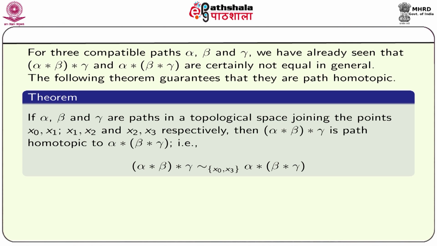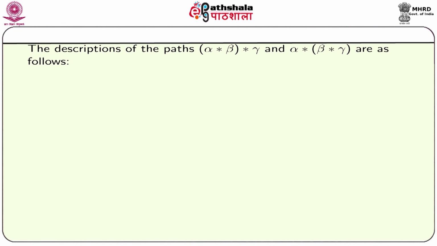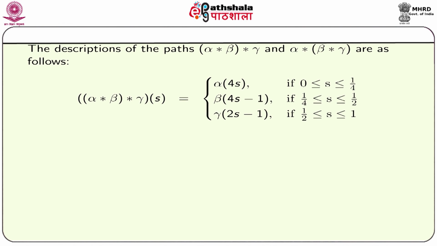Then we claim that (alpha star beta) star gamma and alpha star (beta star gamma), these two are path homotopic. We now prove this result. The descriptions of the paths (alpha star beta) star gamma and alpha star (beta star gamma) are as follows. We have already seen these descriptions before.